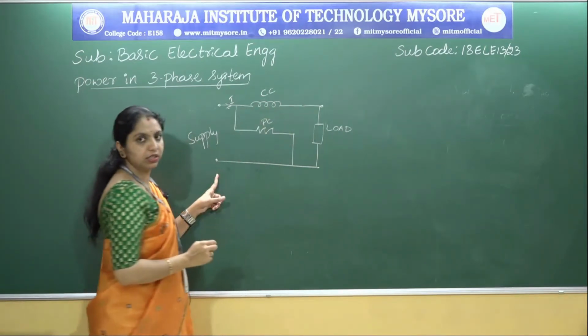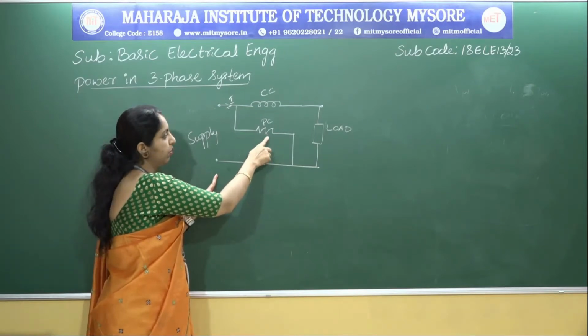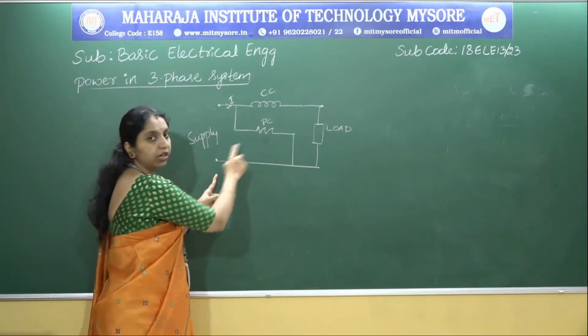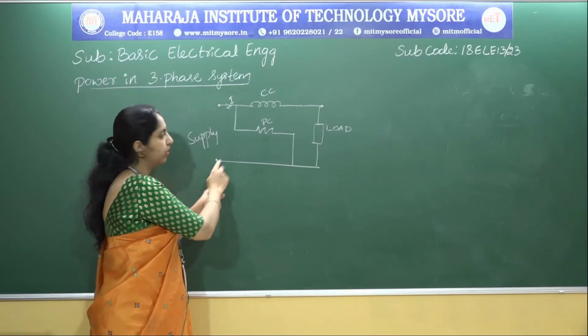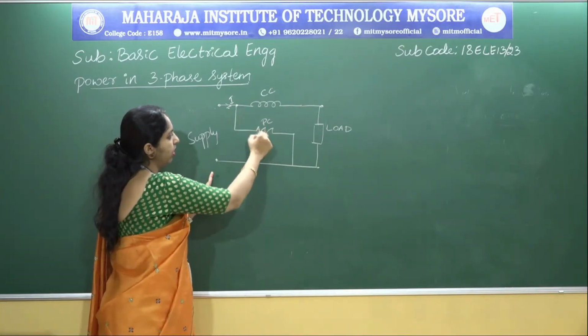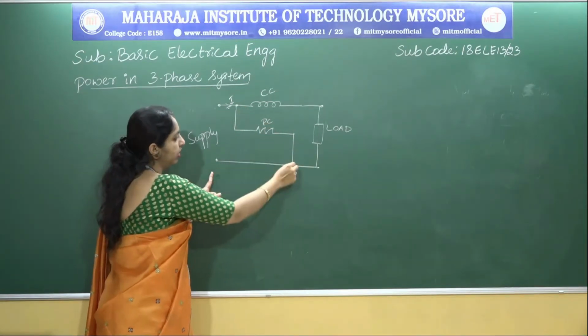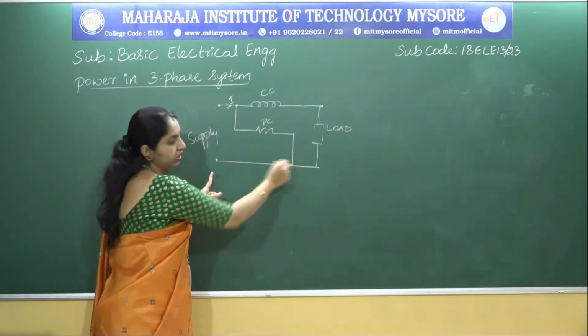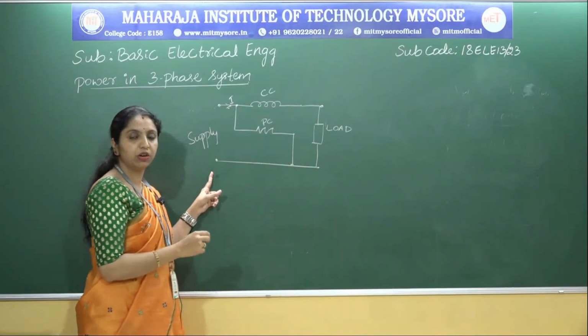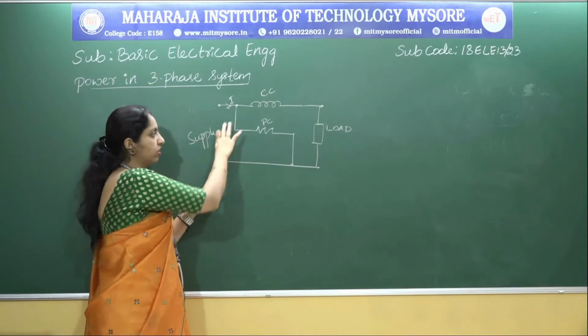So this we call the current coil, and another coil we call the potential coil. The potential coil is connected across the circuit. You can just look at this. One end of the potential coil is connected here, and the other end of the potential coil is connected here. That means the potential coil is connected across the circuit or across the supply.